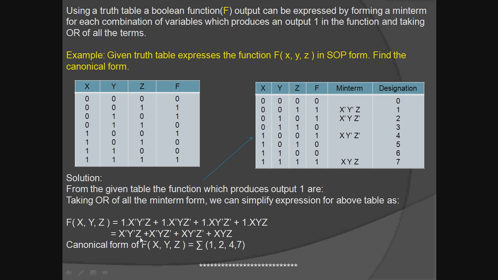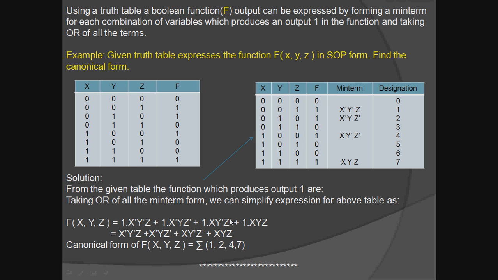So now what we do is, to convert it into canonical form, we have to compare this min term expression with the designation value. So we can see that this is equivalent to 1. So here the canonical form of this function xyz, summation, we write 1 comma 2 comma 4 comma 7. So if you see, we get 1, 2, 4 and 7, right? So this is how we find the SOP canonical form.